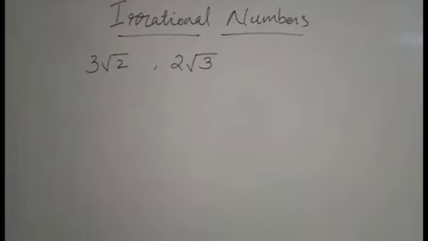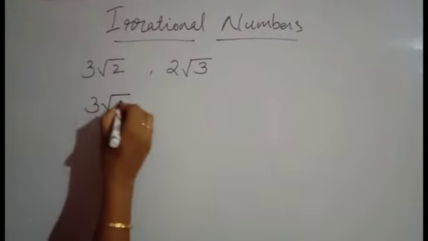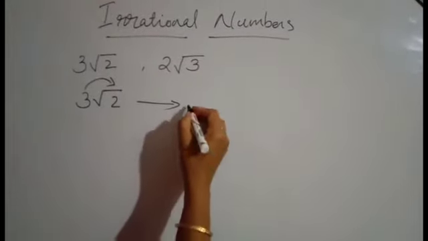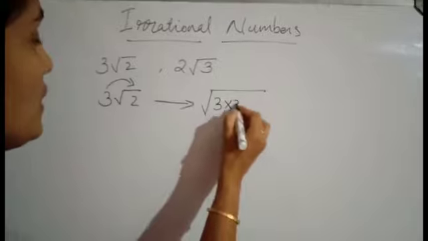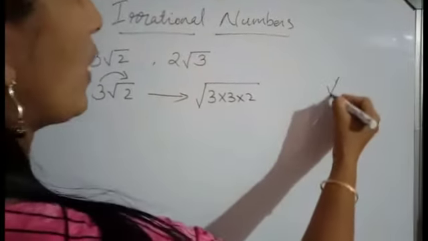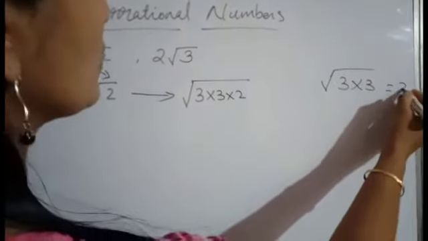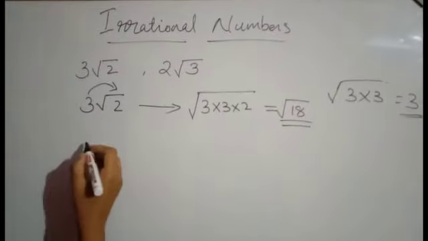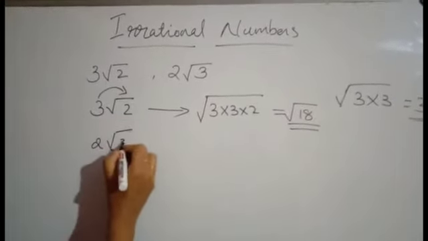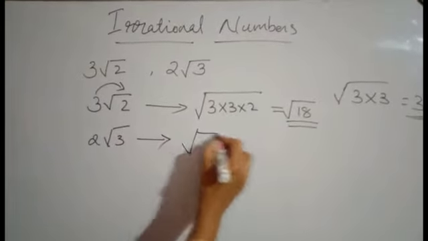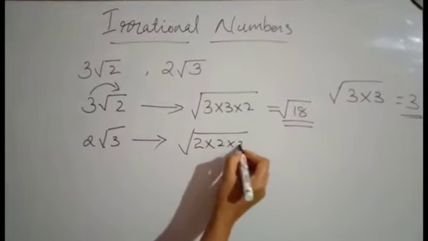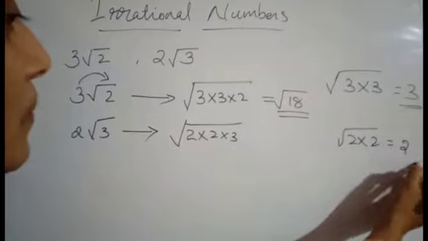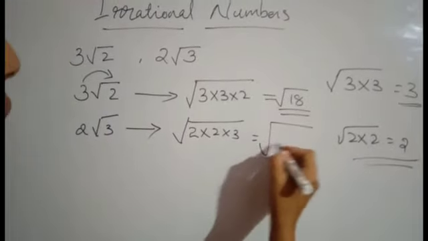Let's find it. So we have to consider 3 root 2. We need to bring 3 also inside this square root. So how can we do that? We can write this as square root of 3 into 3 into 2. You know, the square root of 3 into 3 is equal to the number 3. It's equal to square root of 18. Now 2 root 3. How can we write this? This is square root of 2 into 2 into 3. Since square root of 2 into 2 is equal to 2, we will get this as square root of 12.